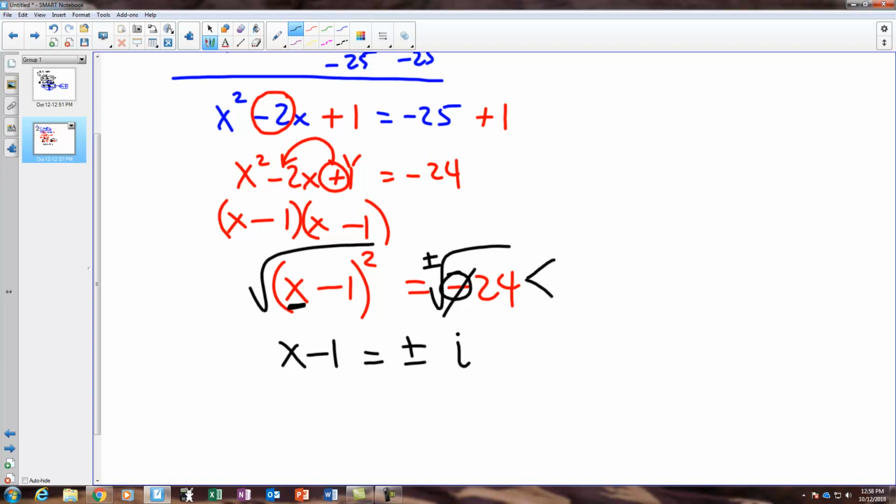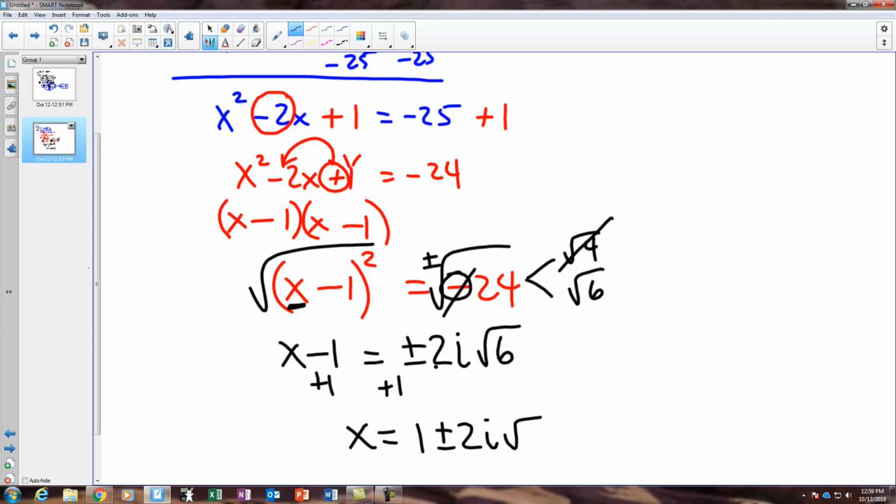And then not every one of these factors, if this had been 21, 7 and 3 don't have square roots. But 24 can be written as root 4 and root 6. The reason that matters is the square root of 4 is 2. So this is really going to be 2i. Those things came out. And there's the leftover root 6 that I couldn't do anything with. And the last step is to add 1. So x will equal 1 plus or minus 2i root 6. And there's our final answer for question number 3.